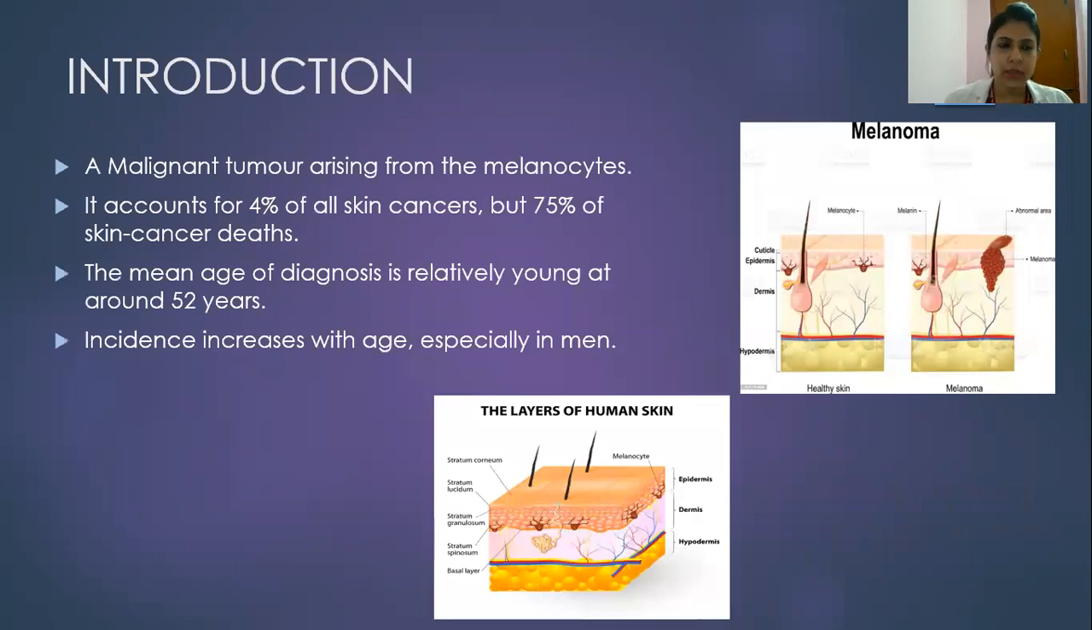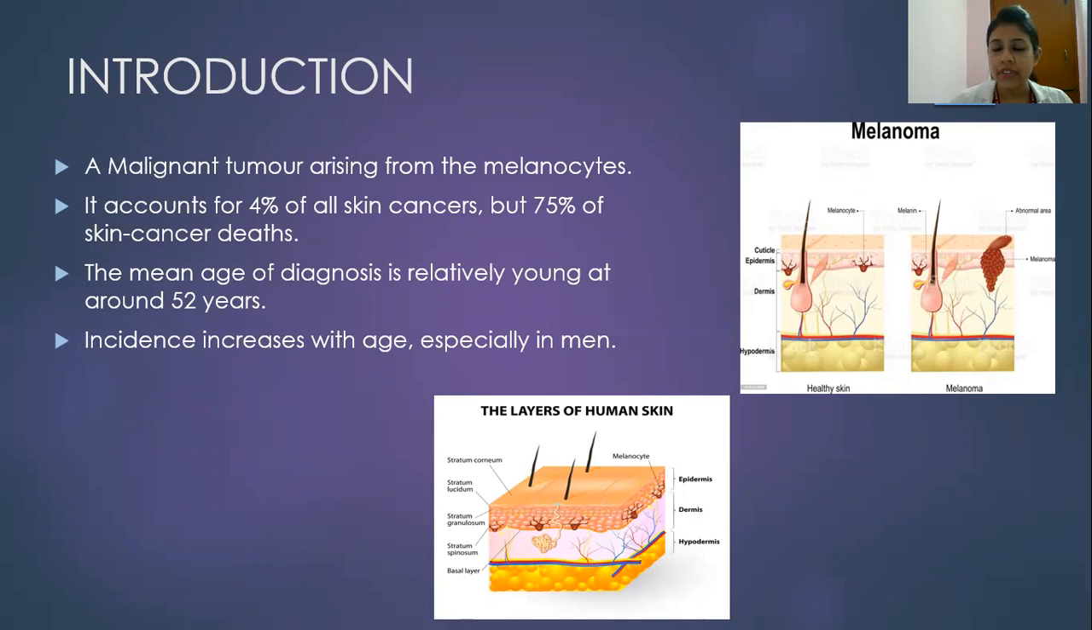So, the introduction to the topic. A malignant tumor arising from melanocytes is what is called melanoma. It is said that it accounts for 4% of all skin cancers, but 75% of all skin cancer deaths. The mean age of diagnosis is relatively young, at around 52 years old. But the incidence of the disease increases with increasing age, especially in men.